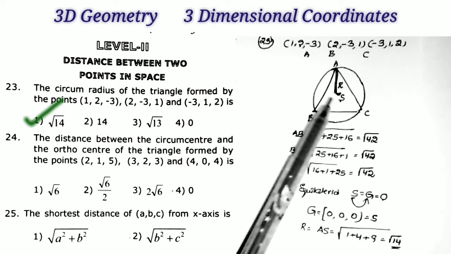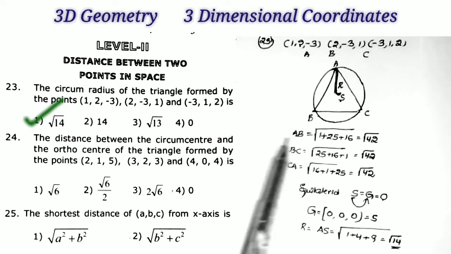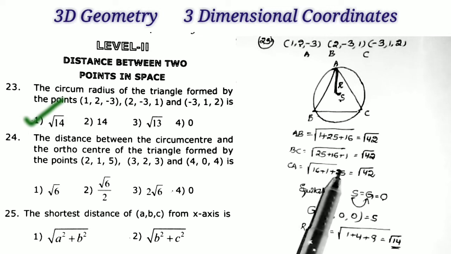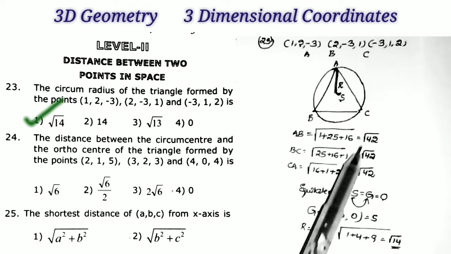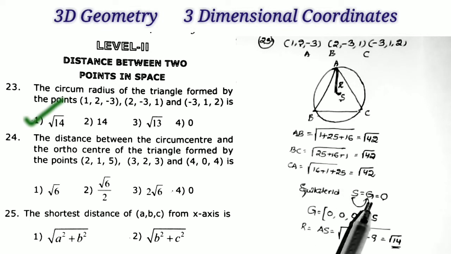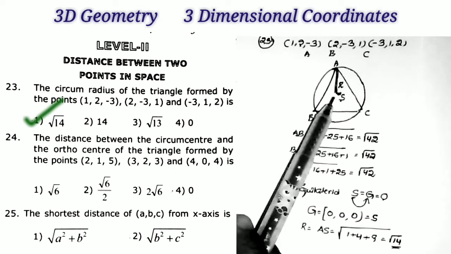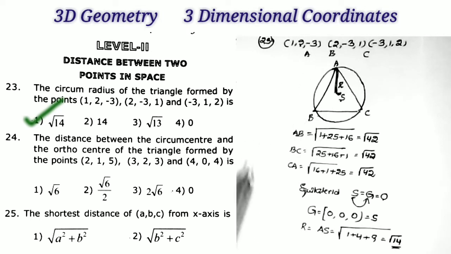Just simply, to find the circumradius, first of all we have to check whether it is an equilateral triangle or not. For that purpose, we are finding the distances. Here all distances are equal, so the circumcenter equals the orthocenter equals the centroid. That is, to find the circumcenter, it is enough to take the centroid. What is the given question? Circumradius. What is the circumradius from the diagram? AS. Now, finding the distance, we will get the answer. That's all. This is the procedure.